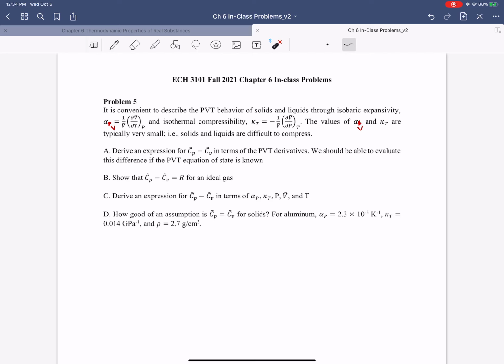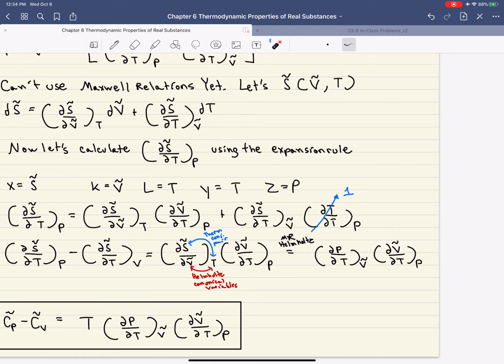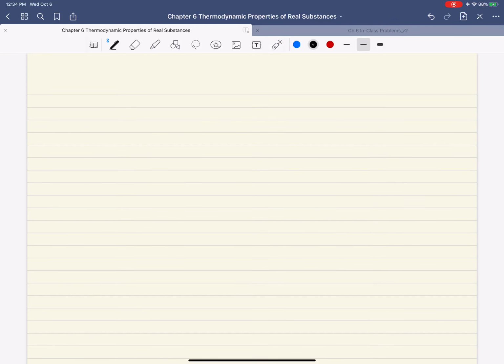So if we take a look at part B for problem 5, it asks us to show that for Cp minus Cv, this difference is equal to R for an ideal gas, right? And so this is an assumption that we made before. But now, with this general equation, which applies to everything, we want to show specifically the result for an ideal gas. Okay? All right. So from the ideal gas law, we know P is equal to RT over V.